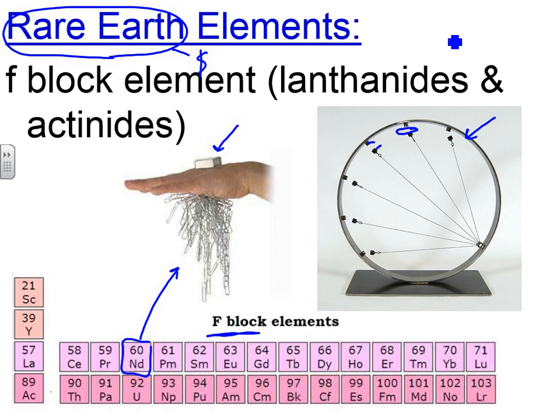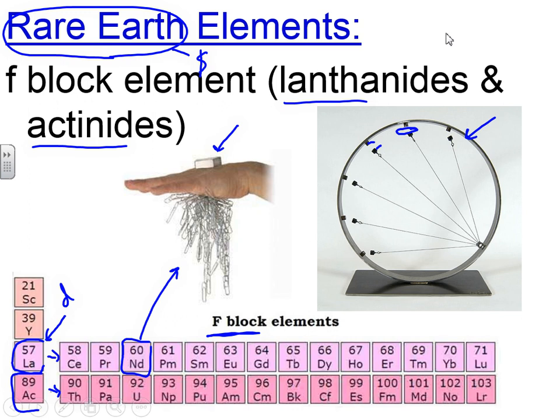And these are also called the lanthanides and the actinides because it begins with lanthanum and actinium. The lanthanum and actinium are still actually part of the D block, but right after them, the F block elements begin. So that's why they call these the lanthanides and the actinides.